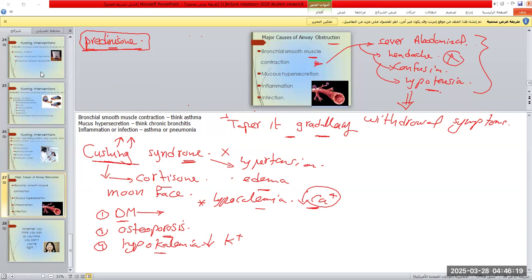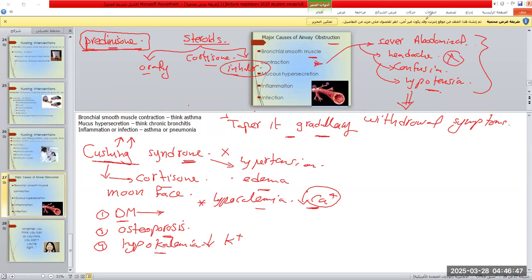Now let's talk about steroids. Steroid is cortisone, as we're talking about. Steroids, or cortisone, or glucocorticoids all have the same meaning. Now, they may be taken orally or as an inhaler.